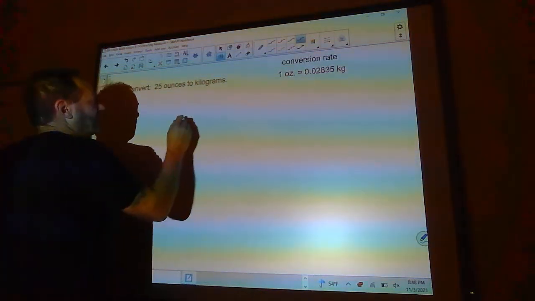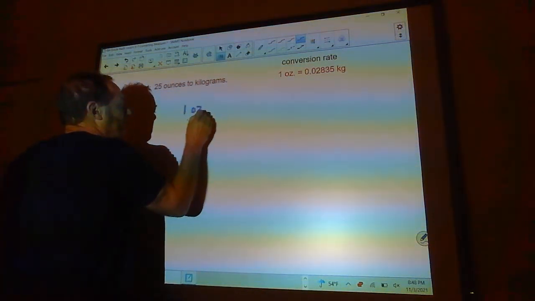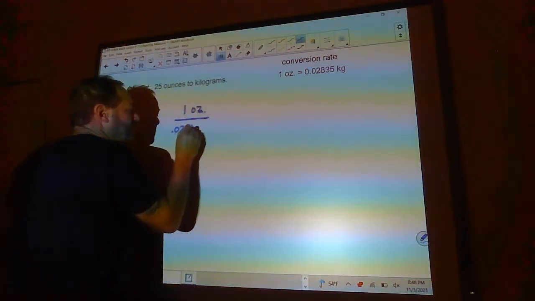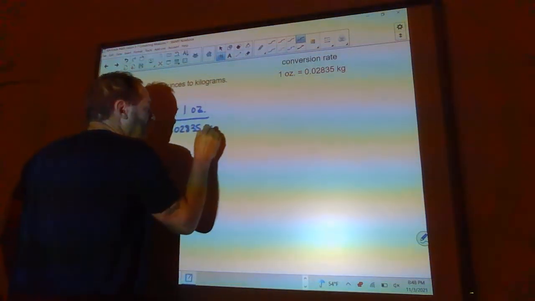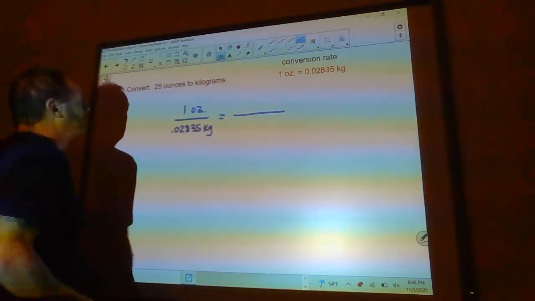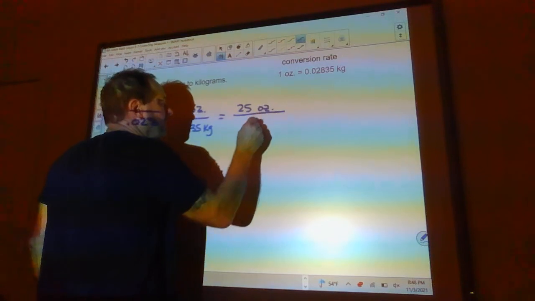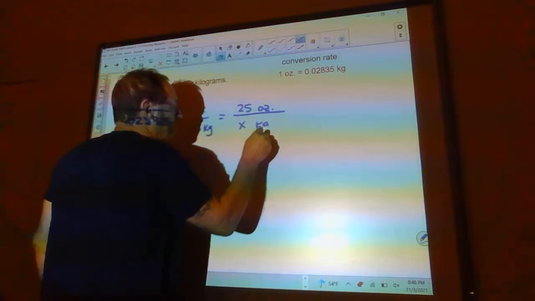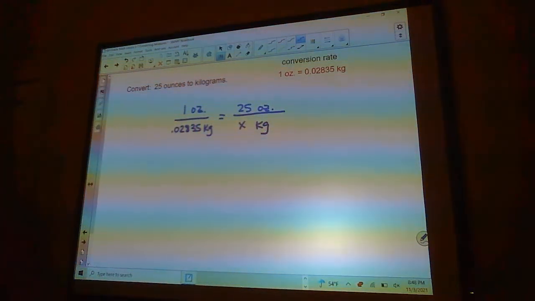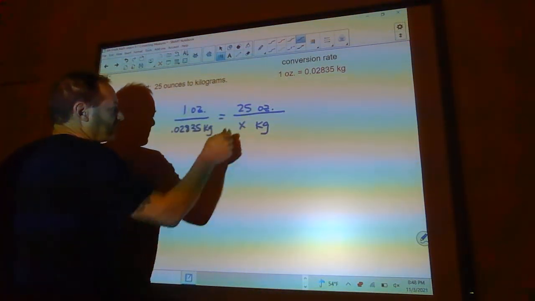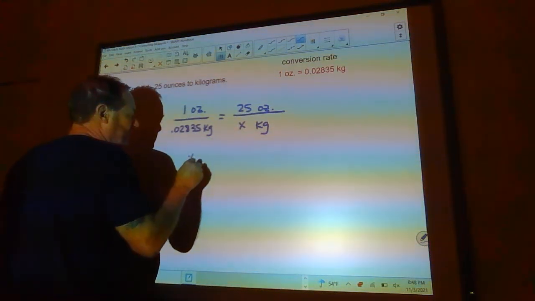Okay, so I'm going to take my conversion rate. 1 ounce is 0.02835 kilograms. So if I have 25 ounces, that's going to be X kilograms. Now this is going to be a small number. Okay, so I'm going to take these two and multiply them together, divide by 1, so it's just going to be whatever those two multiplied together is.